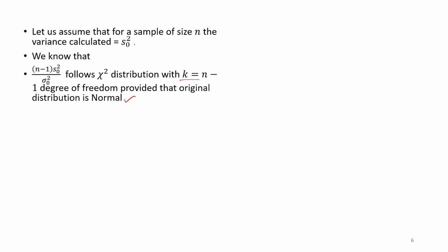This was also discussed while we were discussing the chi-square distribution earlier, that n minus 1 s squared by sigma squared, whether you write 0 or not doesn't matter, follows a chi-square distribution, where s stands for the standard deviation of the sample and sigma stands for the standard deviation of the population.